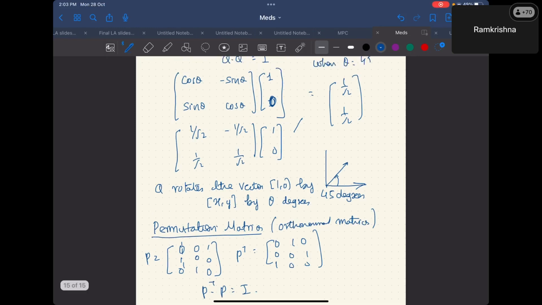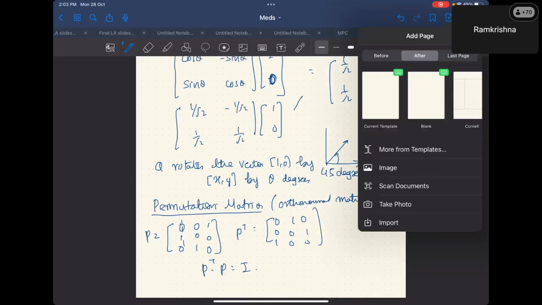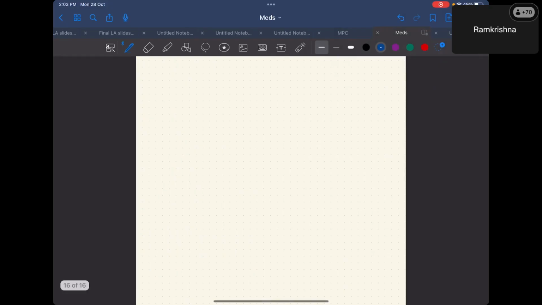So we have seen rotation, and we have seen the permutation matrix. It just flips the order of the vectors, so we can conclude that every permutation matrix is an orthonormal matrix. Okay, last thing, reflection.